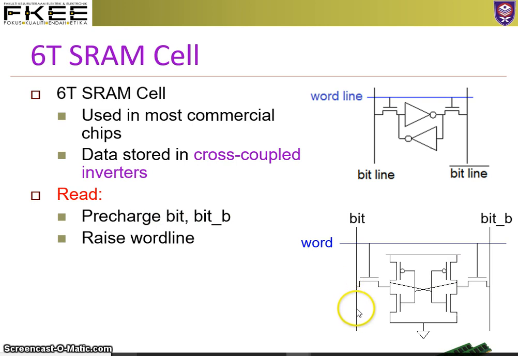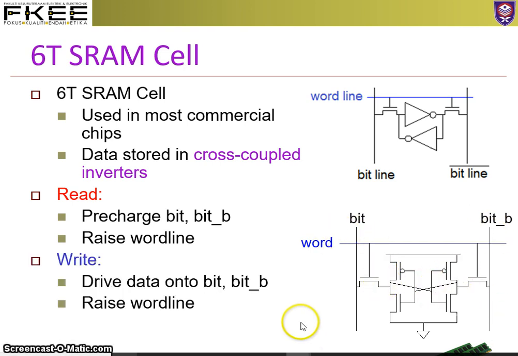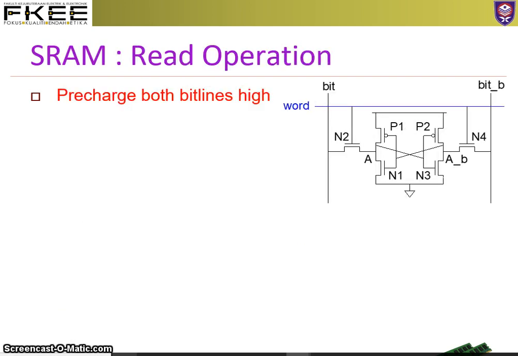So for the read, we have to pre-charge bit and bit B, and then raise the word line. This is how to read the data from here. So when we pre-charge bit and bit bar, and the word line is on, we can have data over here. But for the write, we have to put data inside this. The operation is quite different. We look into the details later.